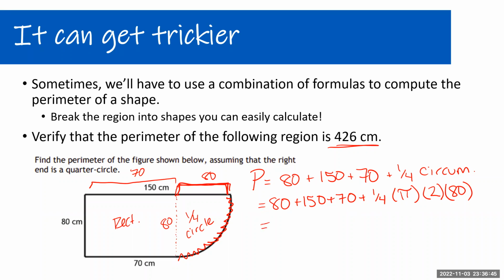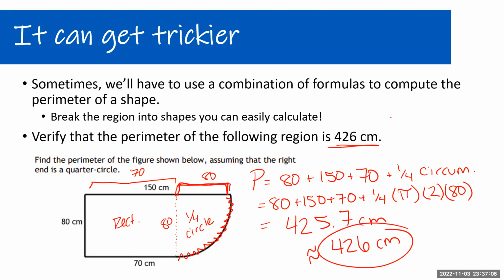If we plug this into our calculator, we are going to get 425.7 centimeters, which rounds to 426, which is what we found here.